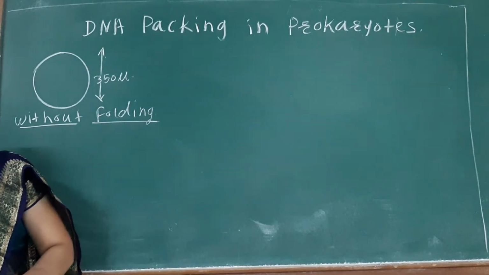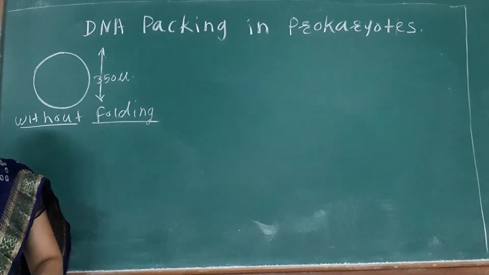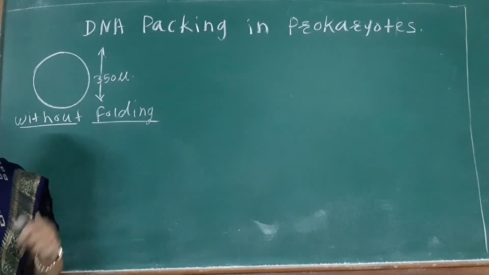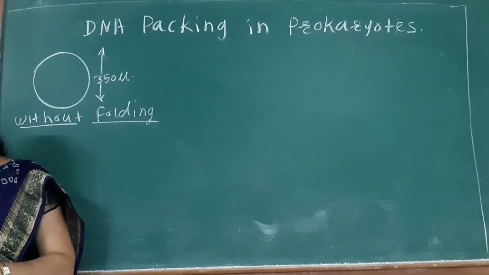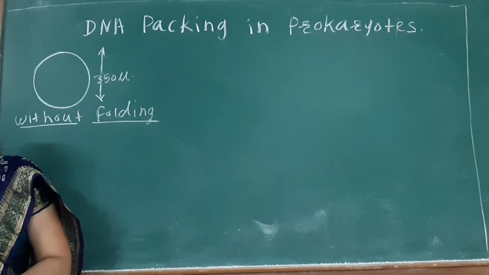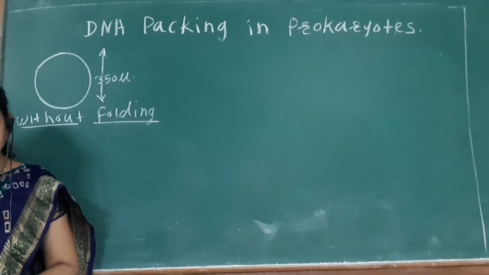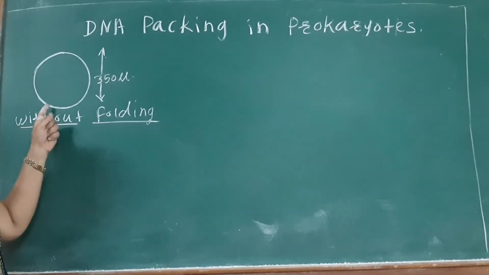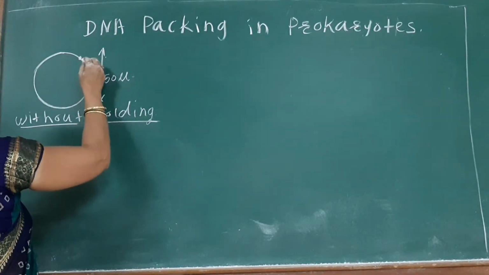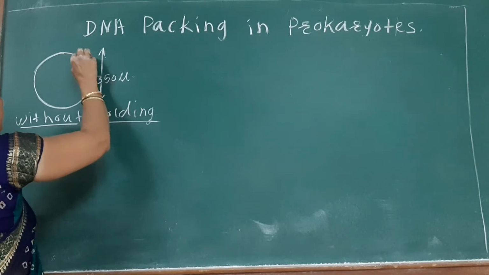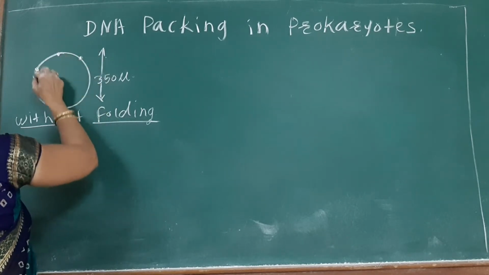So some proteins and enzymes are responsible for the packing of this DNA. So how does it get packed? Some proteins, that is the DNA binding protein, the non-histone protein, get attached to this circular form of the DNA. So see, like this.